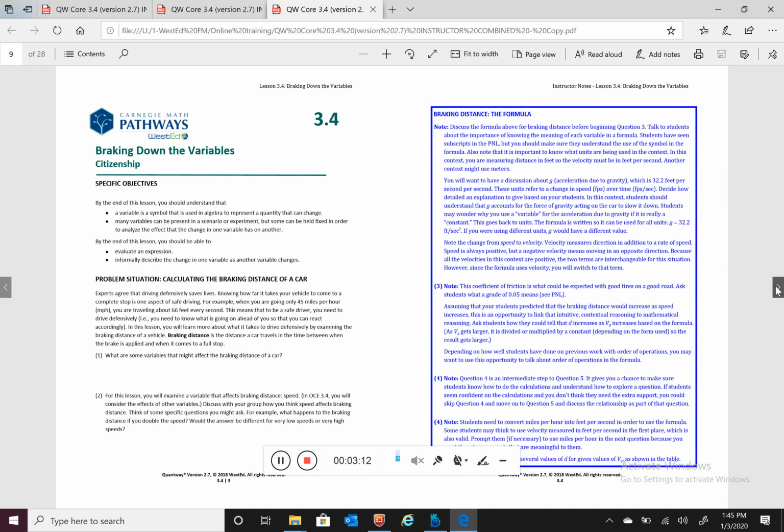So here we see a difference. Everything is not in blue. So we can see that on the left-hand side, this is what the students have. But on the right-hand side in blue, these are the instructor notes.